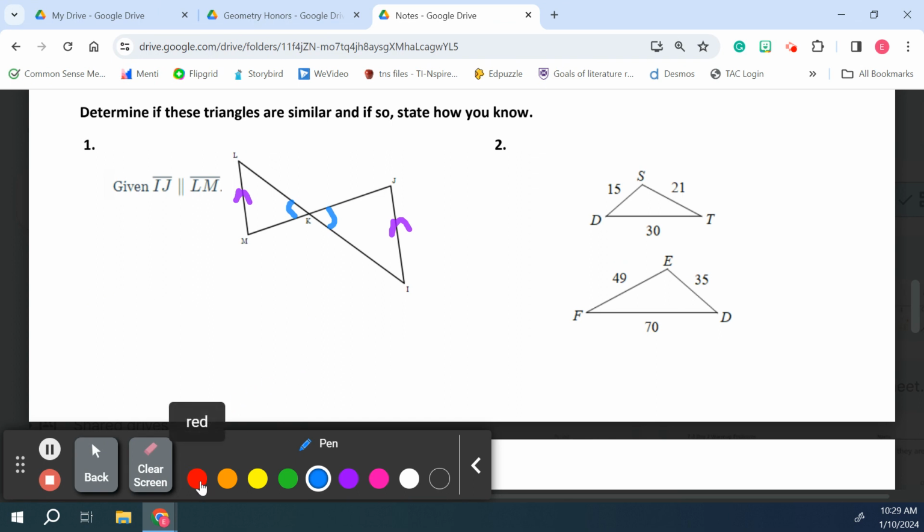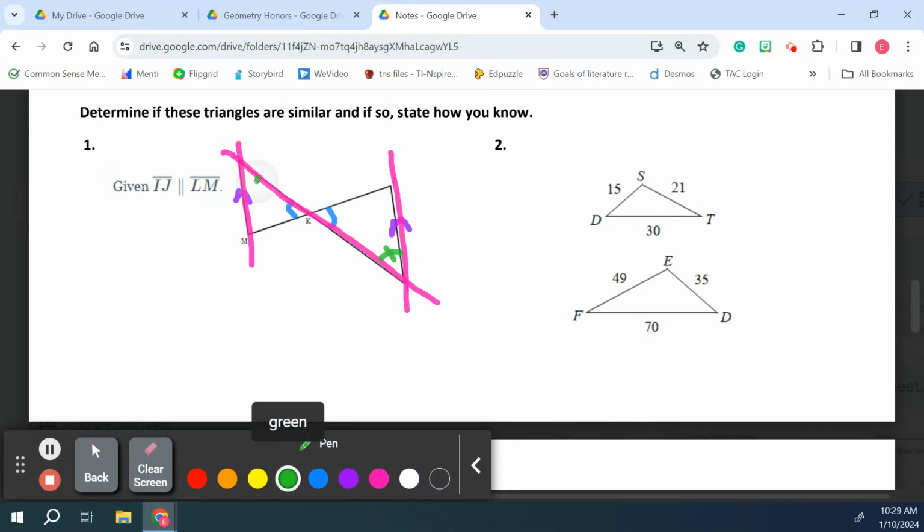So I know those two are congruent. And now if I look a little closer at these 2 lines, I just need to pick a transversal. I'm going to pick this one right here. That's telling me that this is congruent with this. What theorem is that? Yeah, alternate interior angles theorem. So because of those, we know that the triangles are similar by angle, angle similarity.